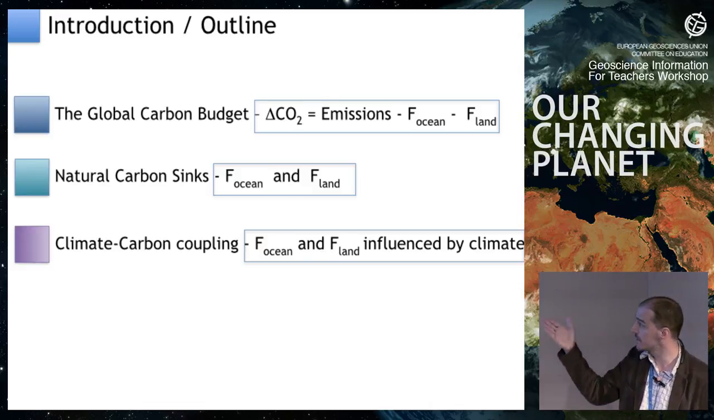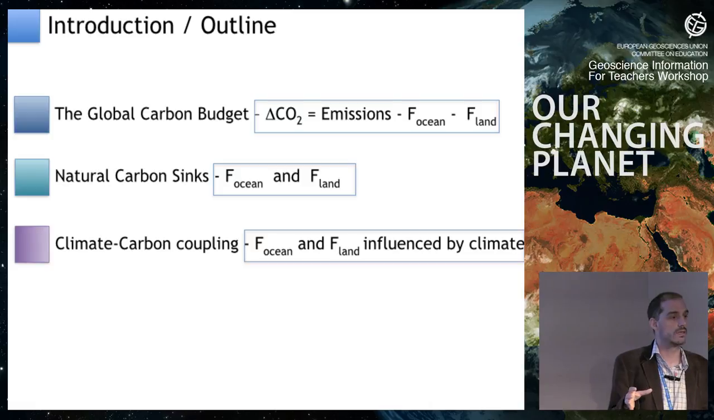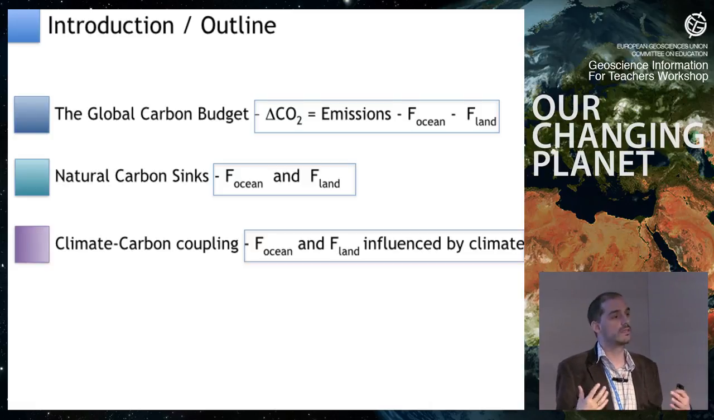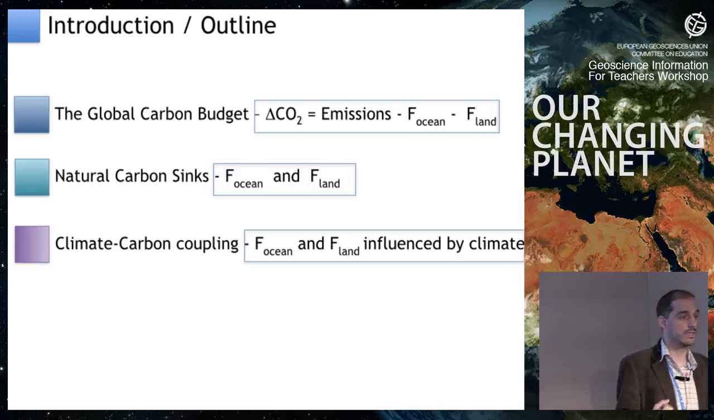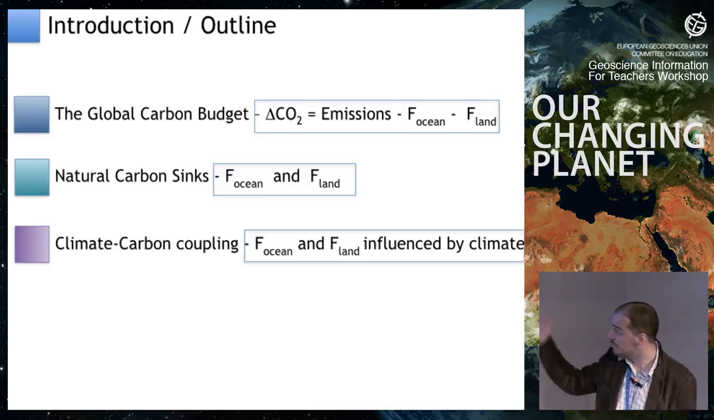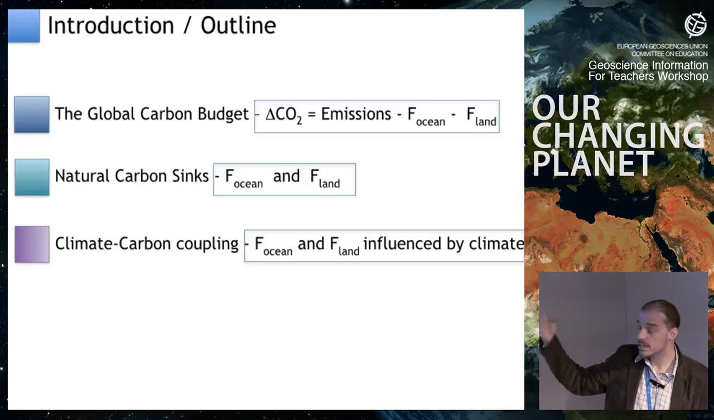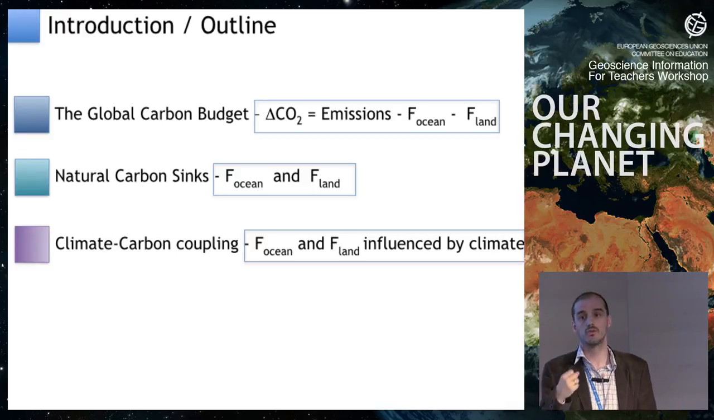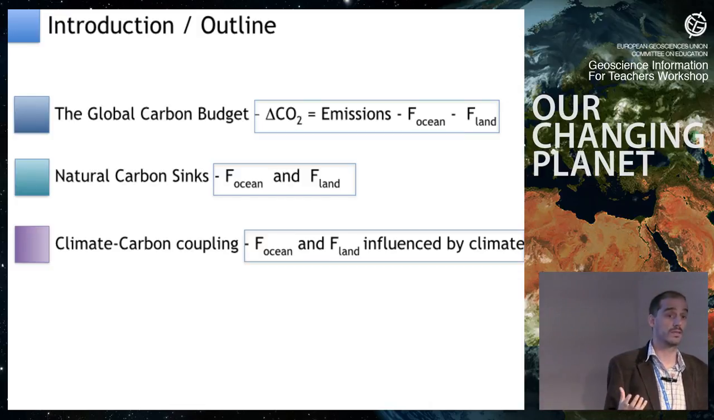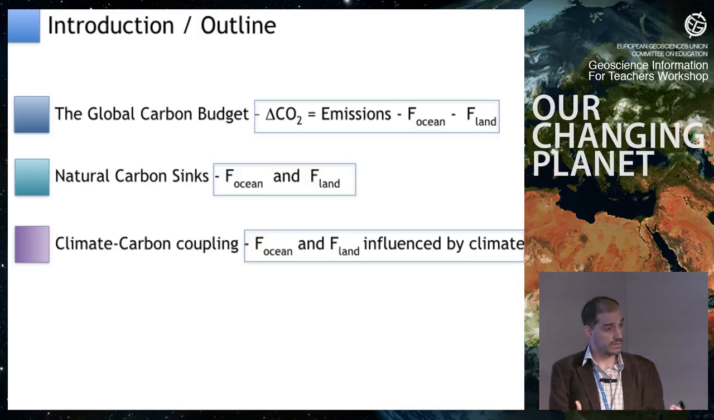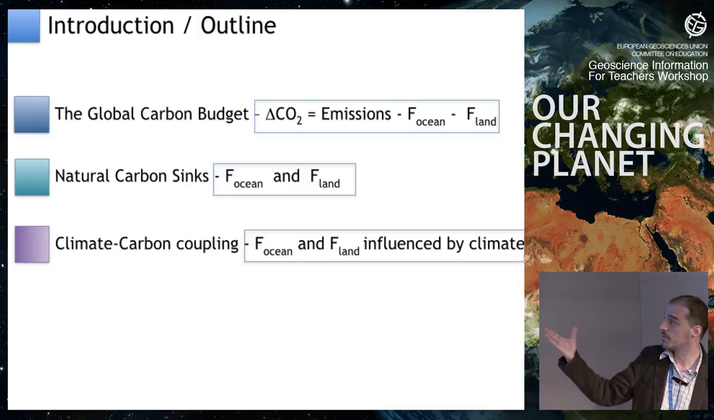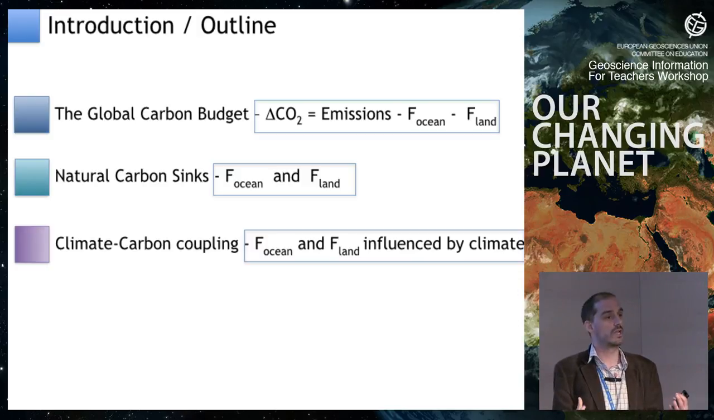Then in the second part, I will focus on these carbon sinks, giving you a bit more details on the mechanisms that explain why the ocean is taking up carbon today, why the land biosphere is also taking up carbon today. What are the processes, what are the regions important for these carbon sinks, natural carbon sinks? And then in the last part, I will show you that these sinks of carbon to the ocean and to the land biosphere are influenced by climate variability and by climate change. And if it's the case that these things are influenced by climate, then you have a retroaction in the climate system.